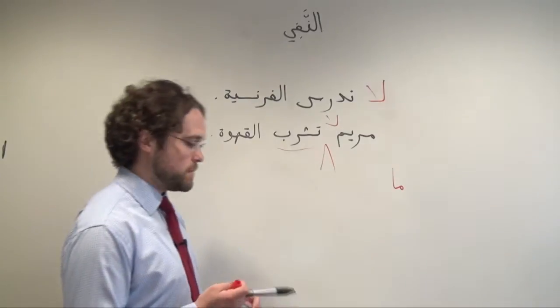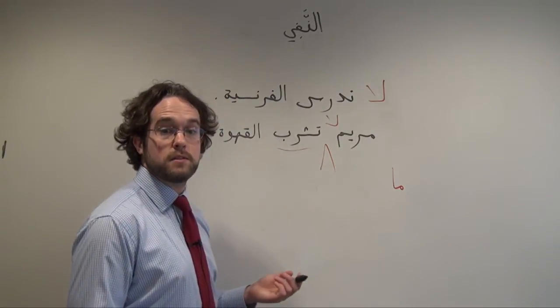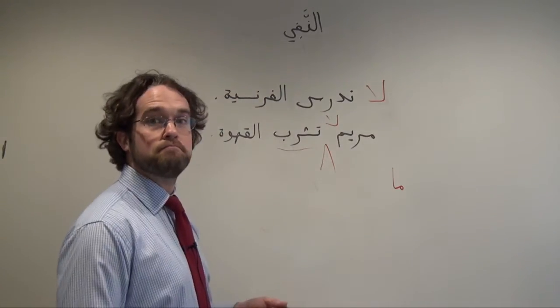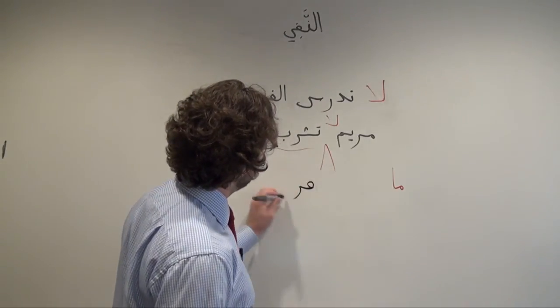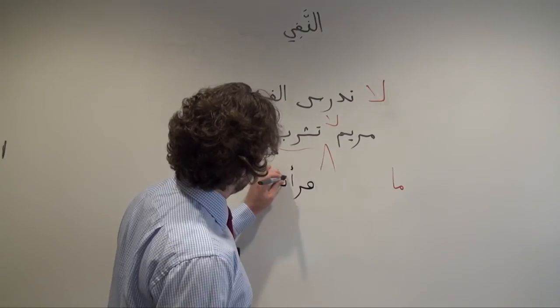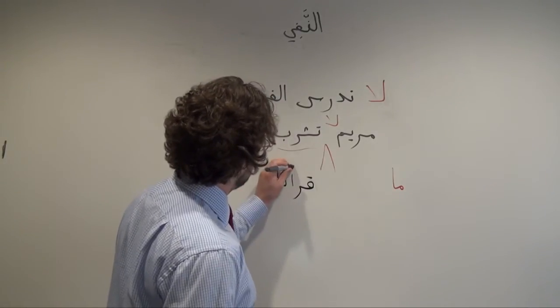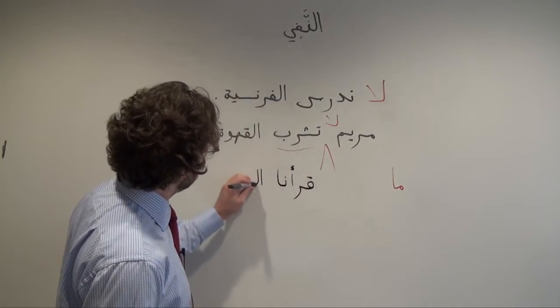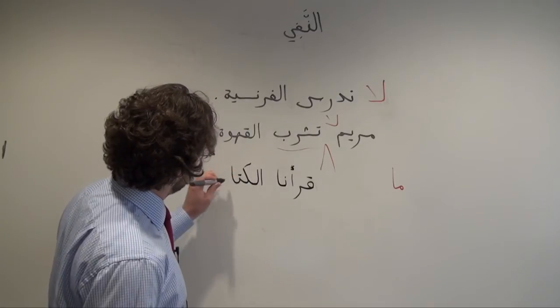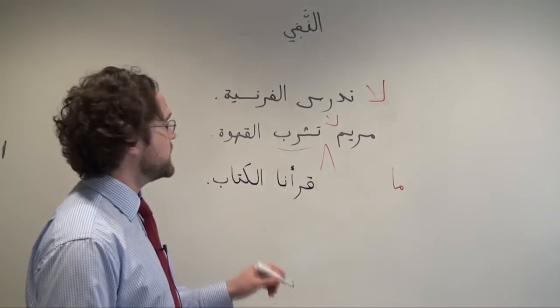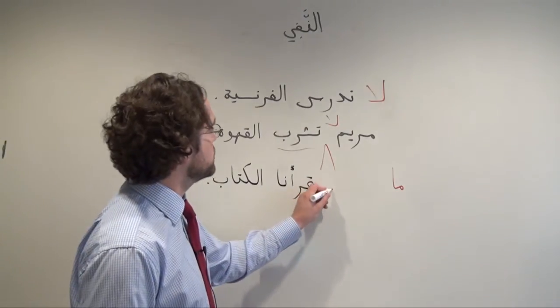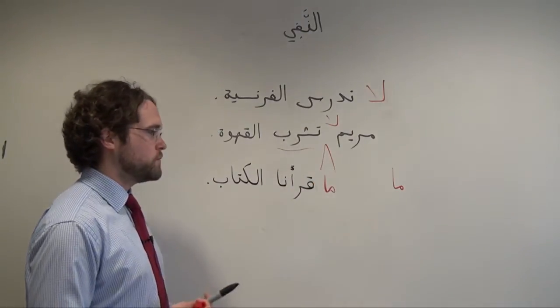So let's take some other examples. Let's start again with affirmative sentences. If we want to say we read the book, we would write قرأنا الكتاب. And once again, all we need to do to negate it, to say we did not read the book, is to add ma right in front.